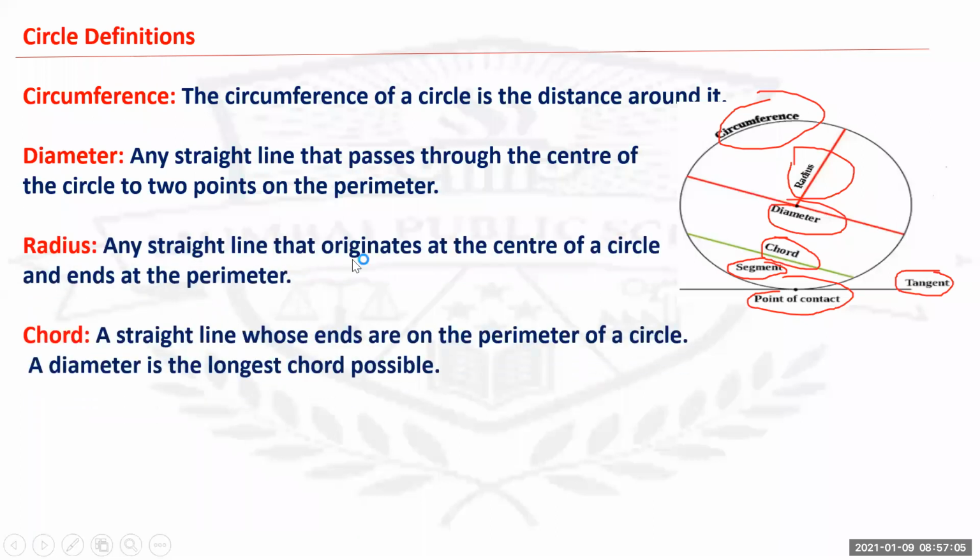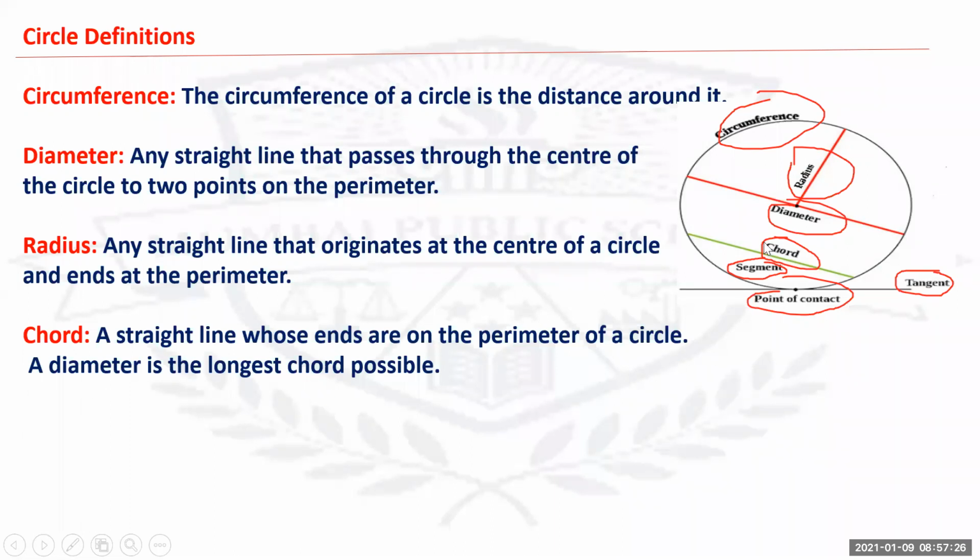Radius: any straight line that originates at the center of the circle and ends at the perimeter. So the line which is going to start from the center and go to the perimeter. Chord: a straight line whose ends are on the perimeter of the circle. The diameter is the longest chord possible.